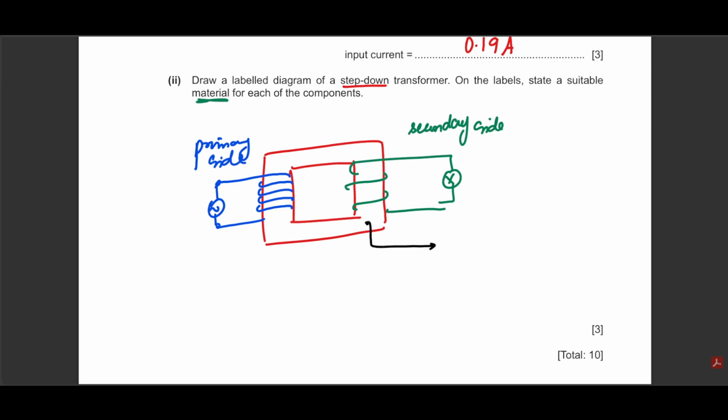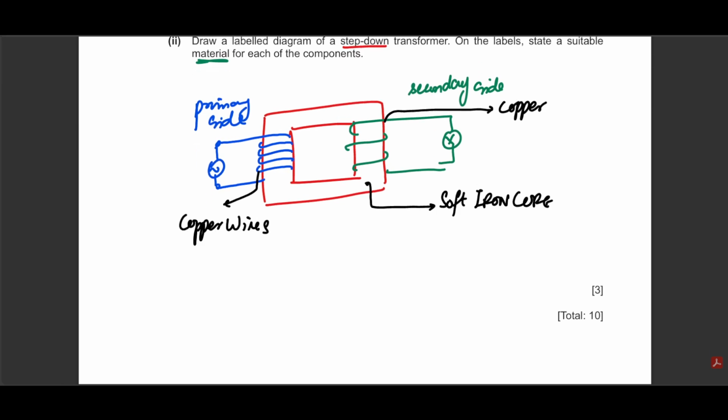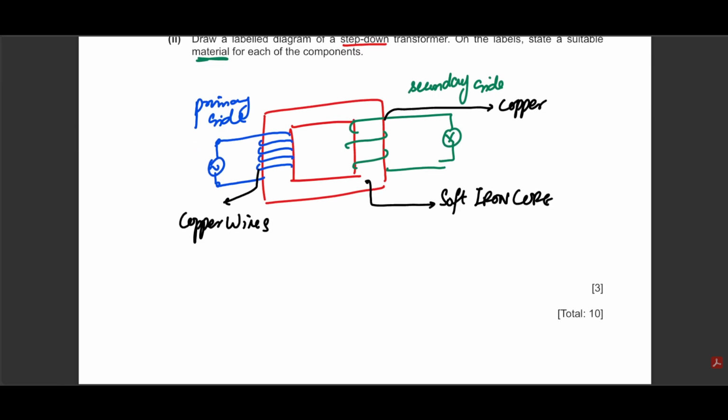Since we're talking about materials, it would be a good idea to mention that this is a soft iron core, and that these are copper wires, or made of copper. These are also copper wires. Of course, it is advisable to use a ruler for these diagrams. Also, as an improvement, not required, you can indicate that this side has more coils and this one has fewer coils.